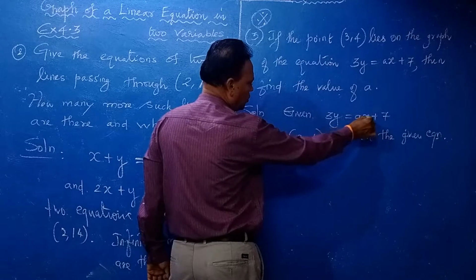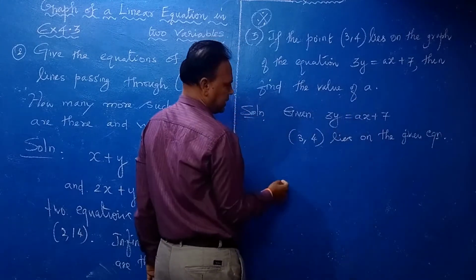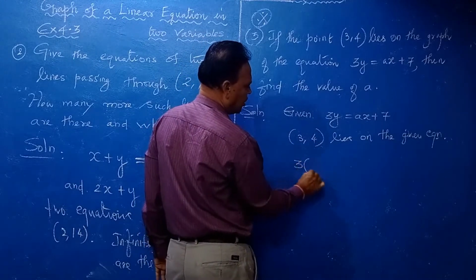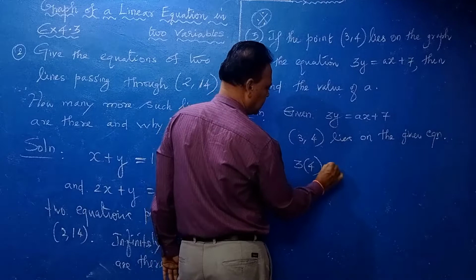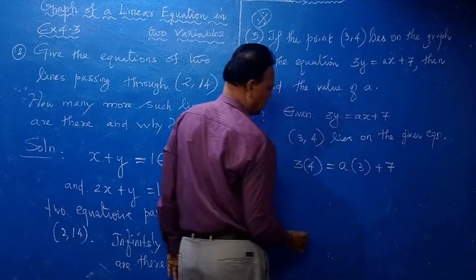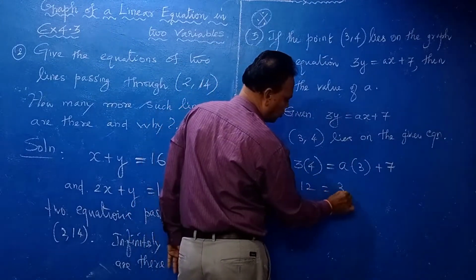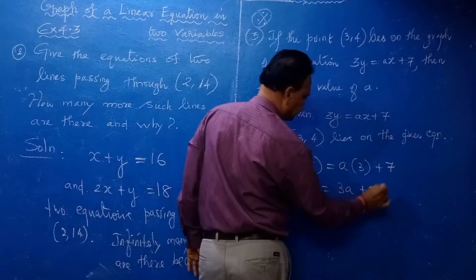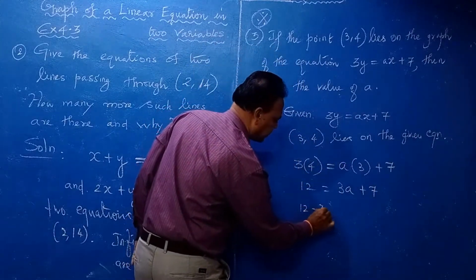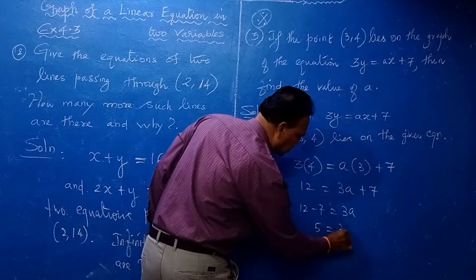Therefore, x is equal to 3. This will be x, this will be y. Okay, you have to replace it. That means 3 into 4 is equal to a into 3 plus 7. So, what will happen here? 12 equal to 3a plus 7. Now this 7 you bring this side. 12 minus 7 equal to 3a. That is 5 equal to 3a.